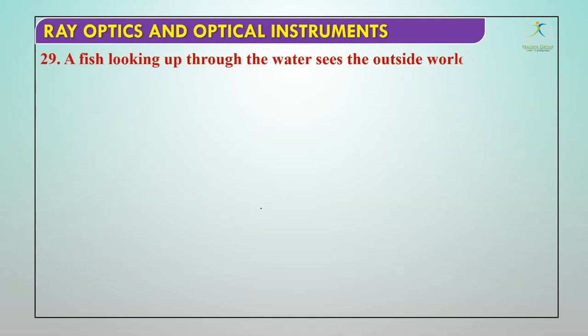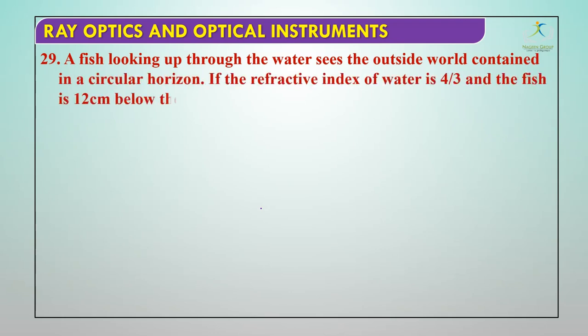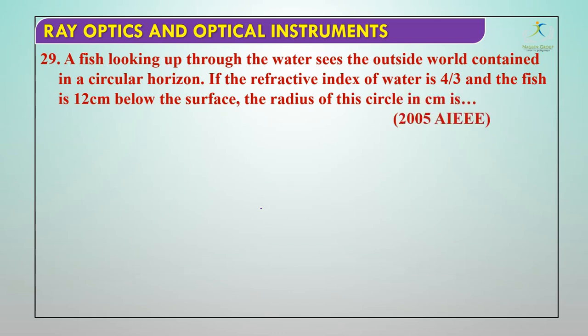Next question we have: a fish looking up through the water sees the outside world contained in a circular horizon. If the refractive index of water is 4 by 3 and the fish is 12 centimeter below the surface, the radius of this circle in centimeter is 36 root 7, 36 by root 7, 36 root 5, 4 root 5.